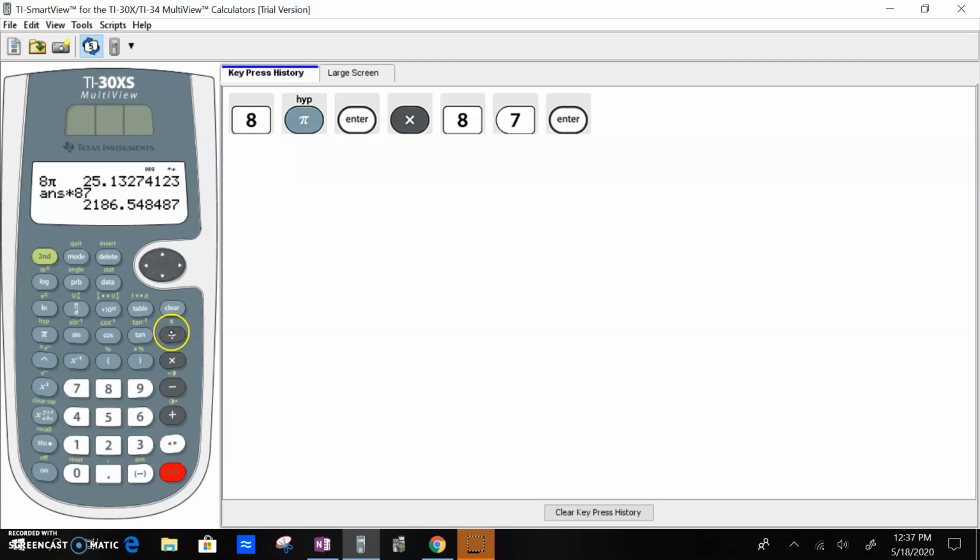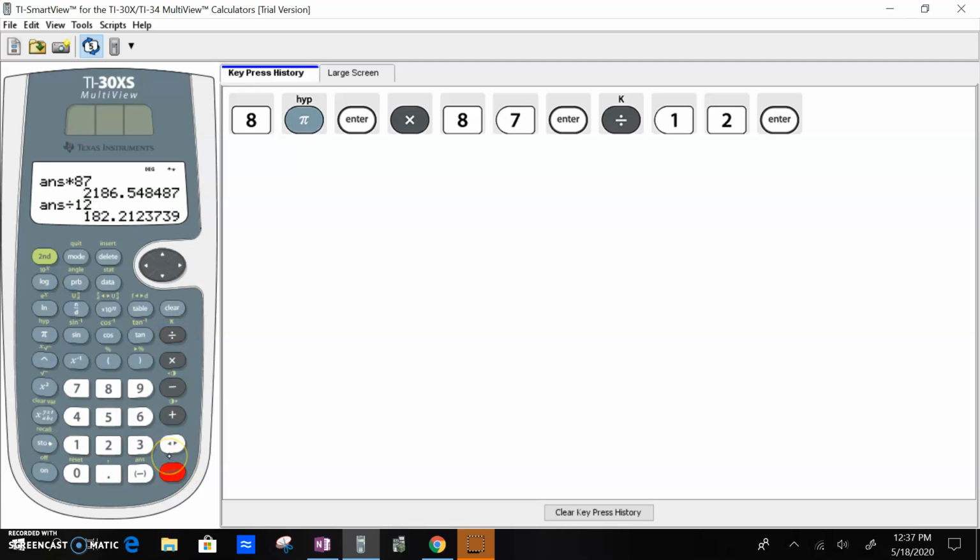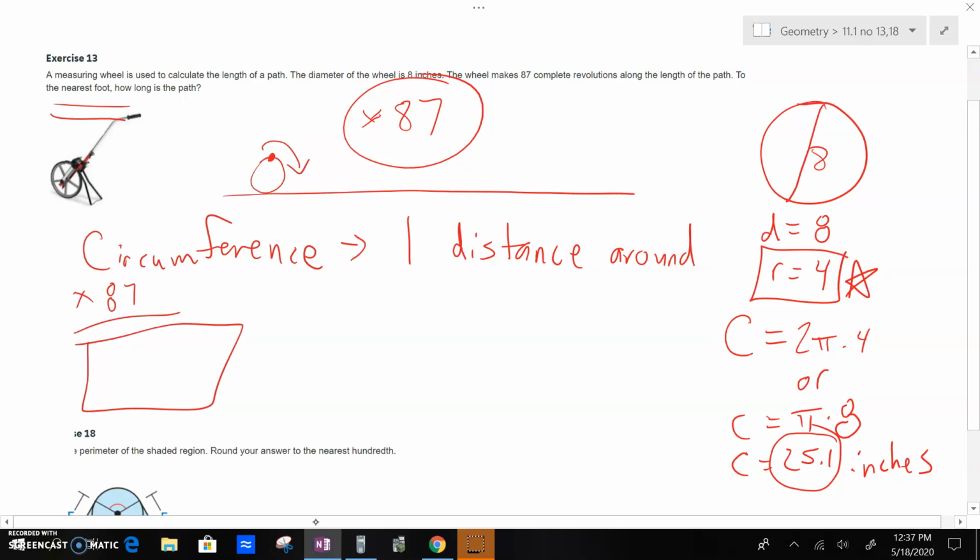Then what I'm going to do is divide that by the 12 inches that are in a foot, hit enter, and then this answer is going to be our foot answer. So 182, and I think they said nearest foot. So in that case, it would just be 182, and we wouldn't have any decimal. So let's make sure that's right. Yep, to the nearest foot. So our answer would be 182 feet. So that is question number 13 of using a wheel to measure a path.